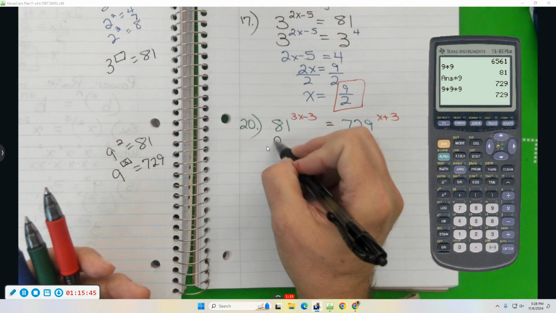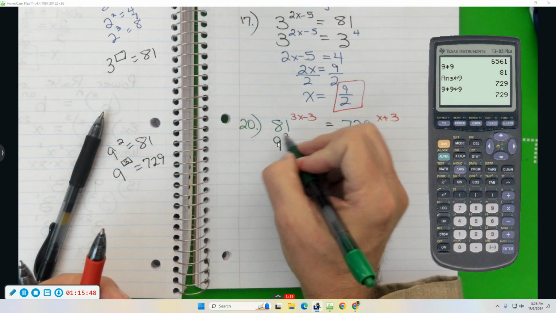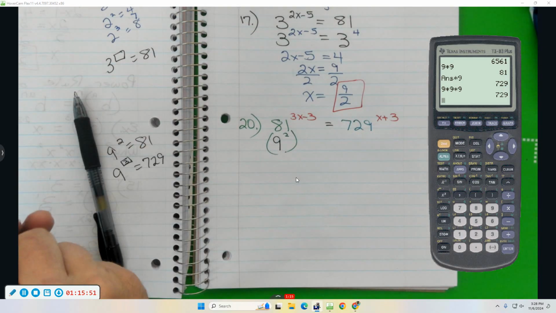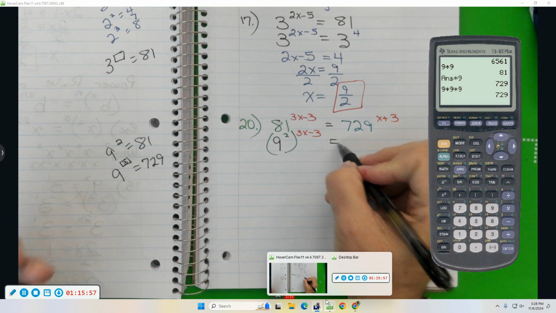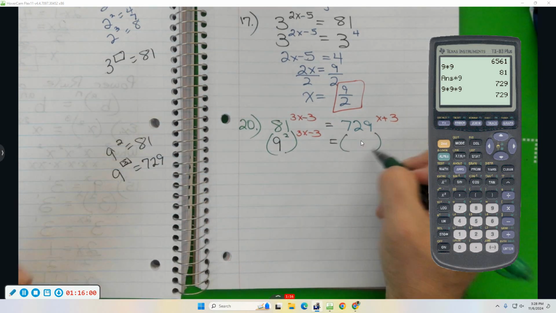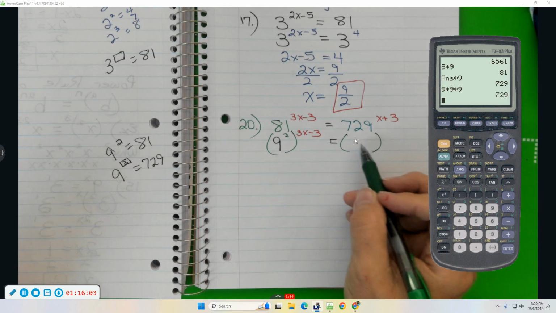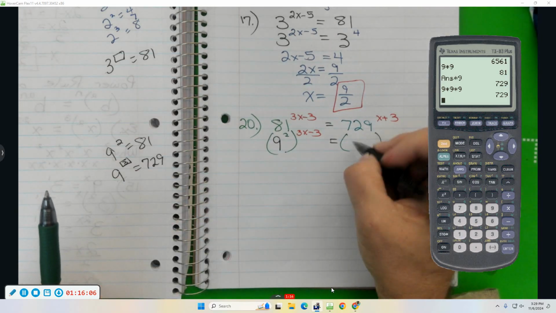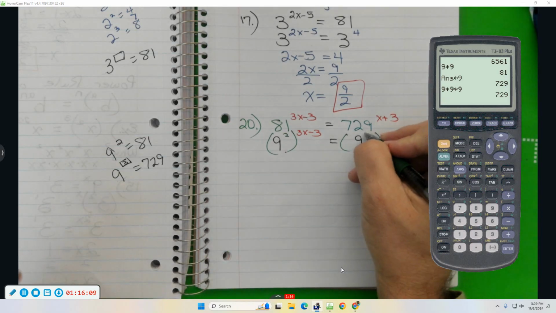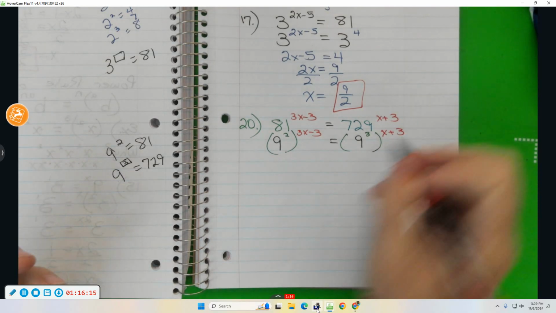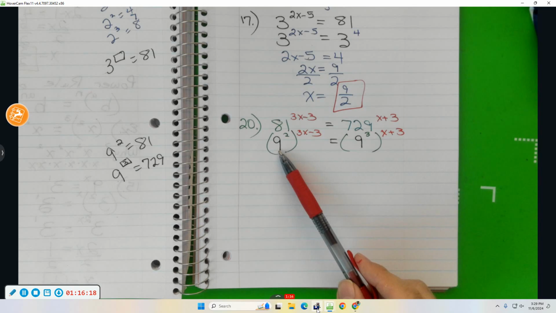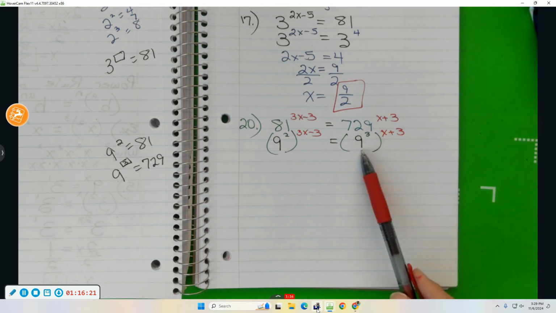81 is the same thing as 9 squared, all to the 3x minus 3. Y'all help me out here now. 729, what am I going to write in here? 9 cubed. And I still have that x plus 3 on the outside. There. 81 I wrote as 9 squared. 729 I wrote as 9 cubed. This is another one of those times when you're just making this stuff work out.